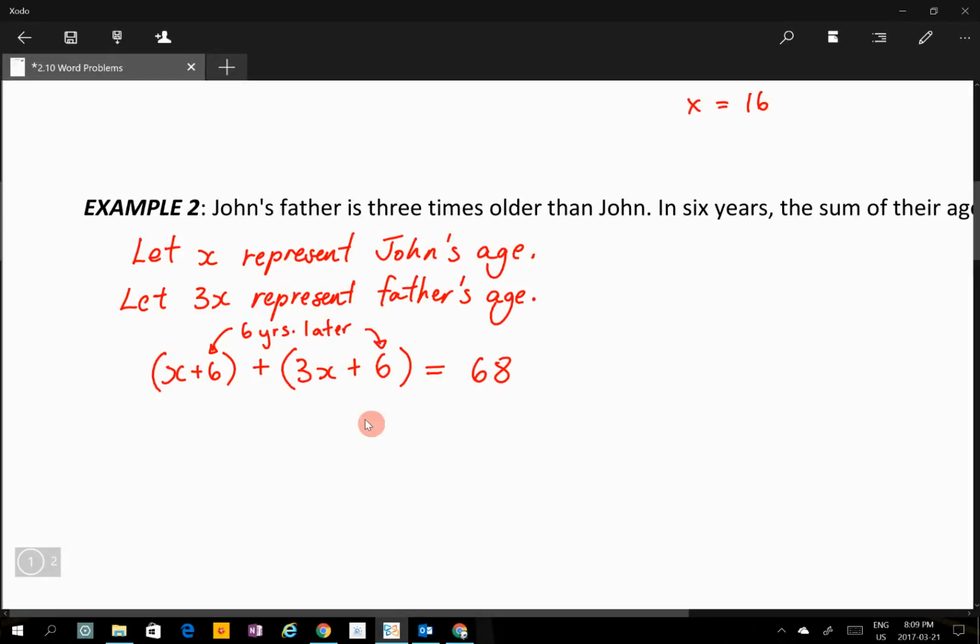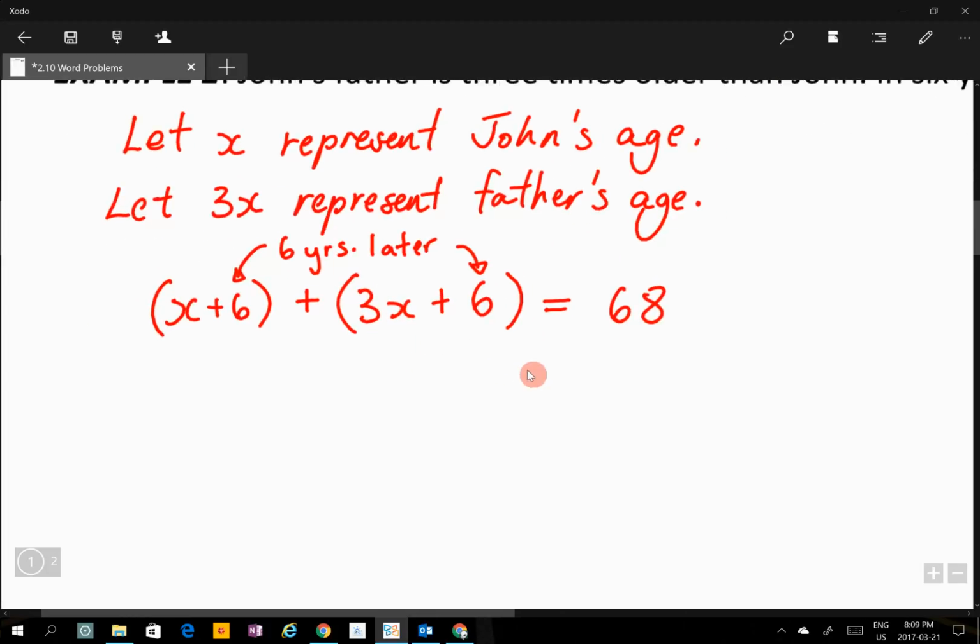Okay, so 6 years later, both the combined ages will be 68. So here's the equation that we are going to solve. Again, I have two binomials here. They're being separated by a plus sign, so there's no multiplication, no distributive property to do here. You just simply collect like terms.